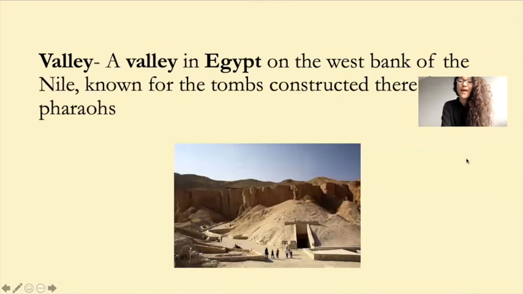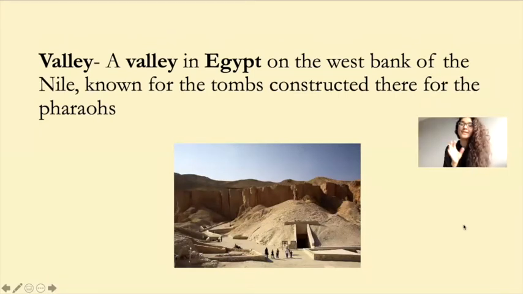Valley. A valley in Egypt on the west bank of the Nile, known for the tombs constructed there for the pharaohs. So it is known for tombs being made there. Tombs were constructed there for the pharaohs, and when the pharaohs died, they would be mummified and put into these tombs that would then be made within one of these valleys.